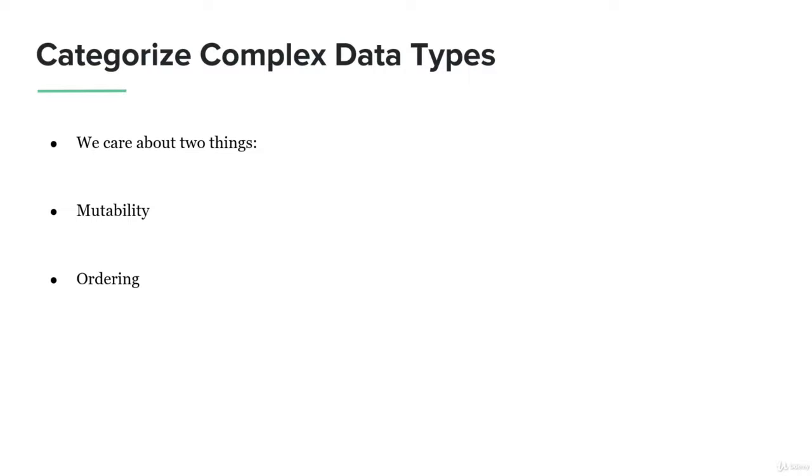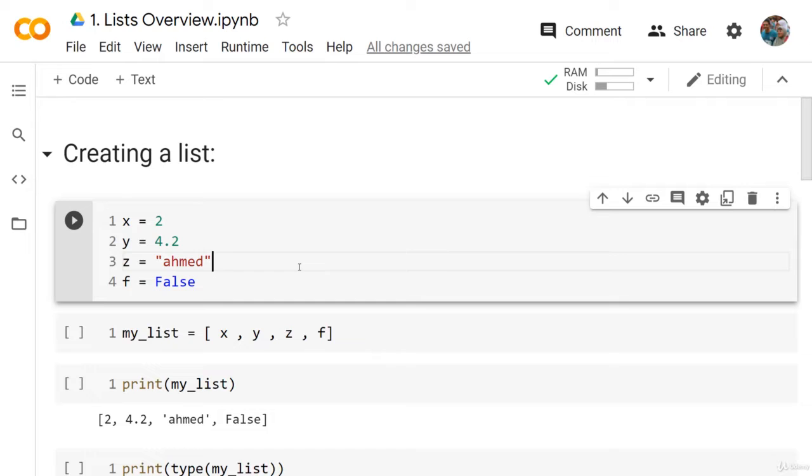So lists are mutable and they are an ordered data type. Okay, so now let's go to the code and see how we can create Python lists, how we can see the mutability and ordering inside the Python lists, how we can slice, how we can index. So let's go. So here we are inside Google Colab.